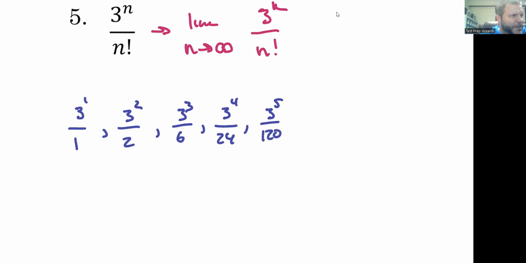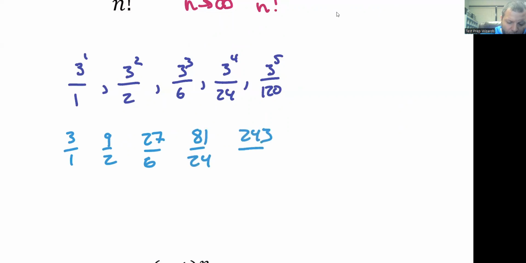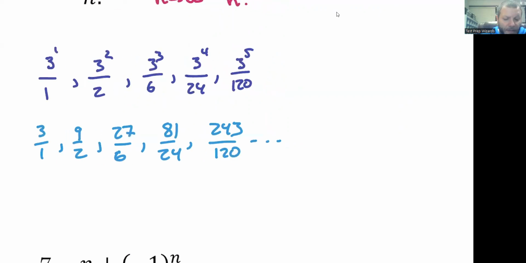So if we look at some of these terms, we're getting 3 over 1, 9 over 2, 27 over 6, 81 over 24, 243 over 120, right? So this is what this sequence is looking like. That's going to keep going on and on and on. So it might seem like the top is growing faster than the bottom, but let's really think about what's happening in each of these terms, right?